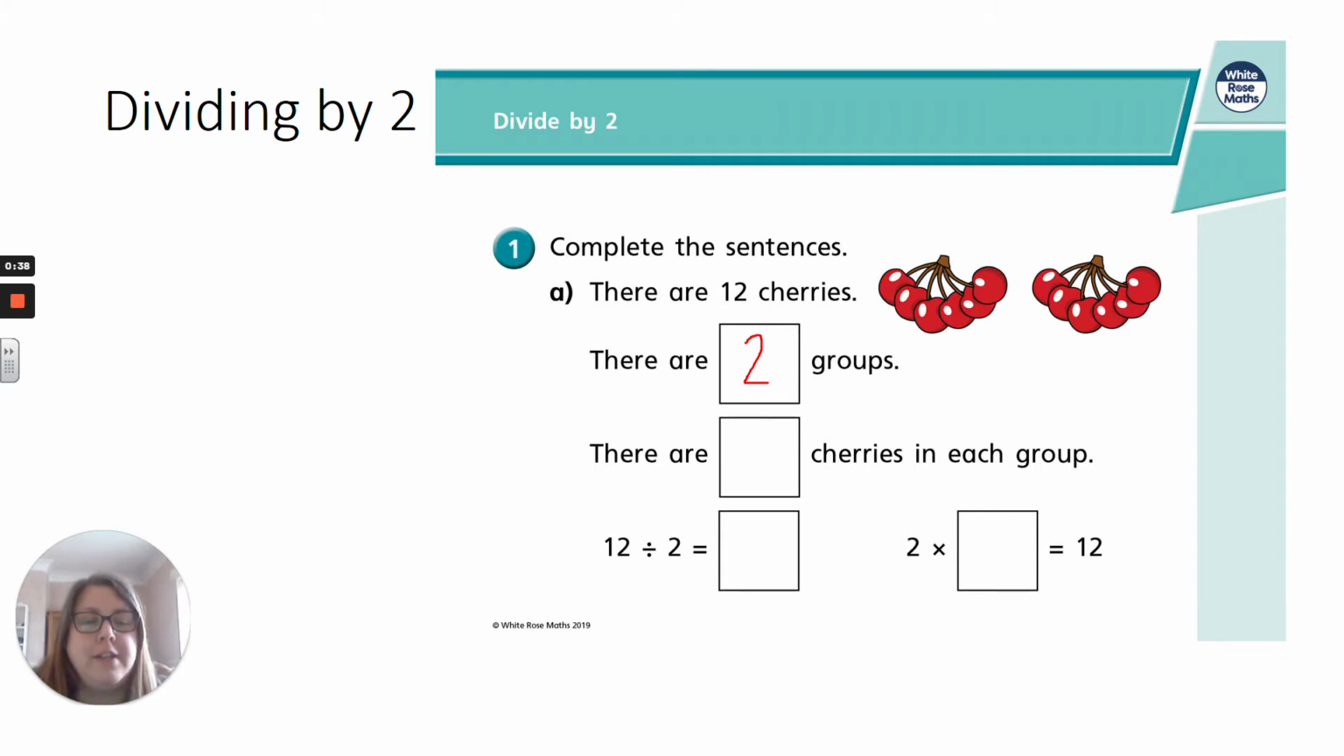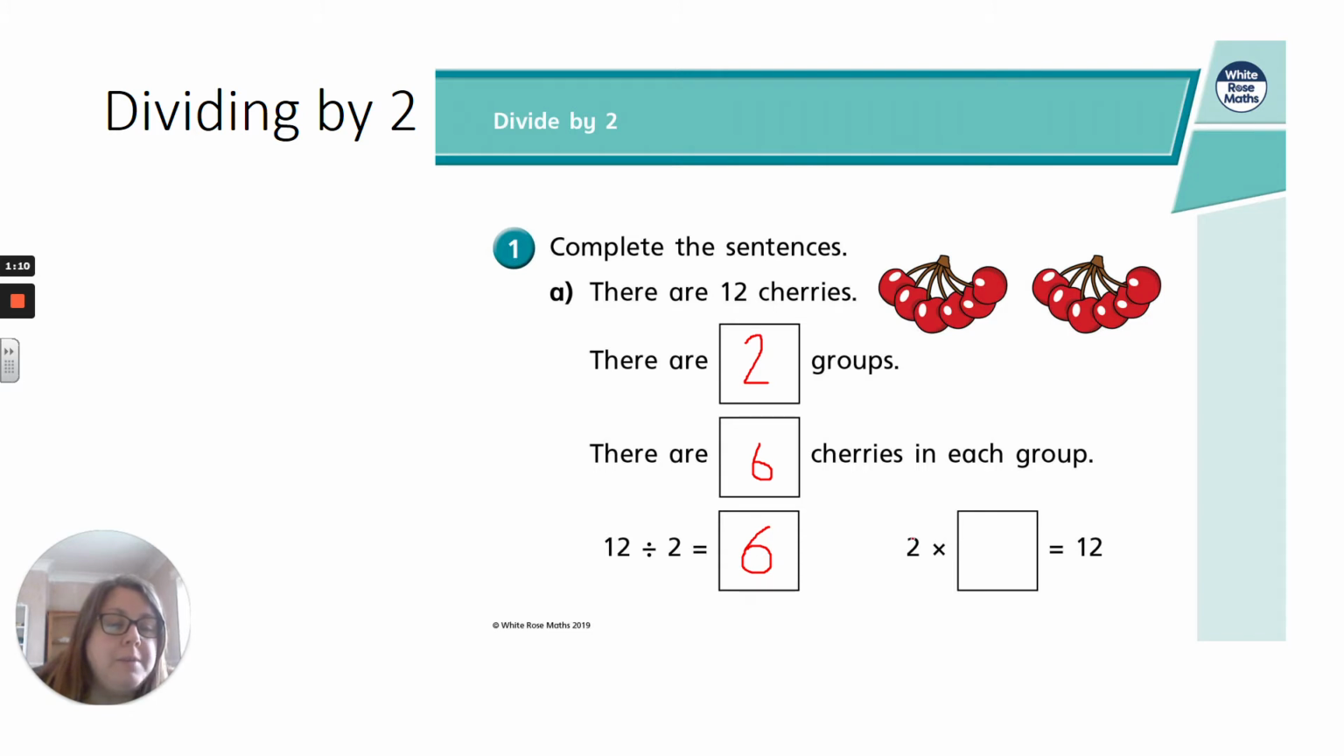How many cherries are in each group? There are 6 cherries in each group, aren't there? Because if we look, there are 6 cherries on this here. So 12 divided by 2 is going to equal what then? Remember, we're just using these 3 numbers. These help us. 12 divided by 2 is going to equal 6. Well done if you said that.